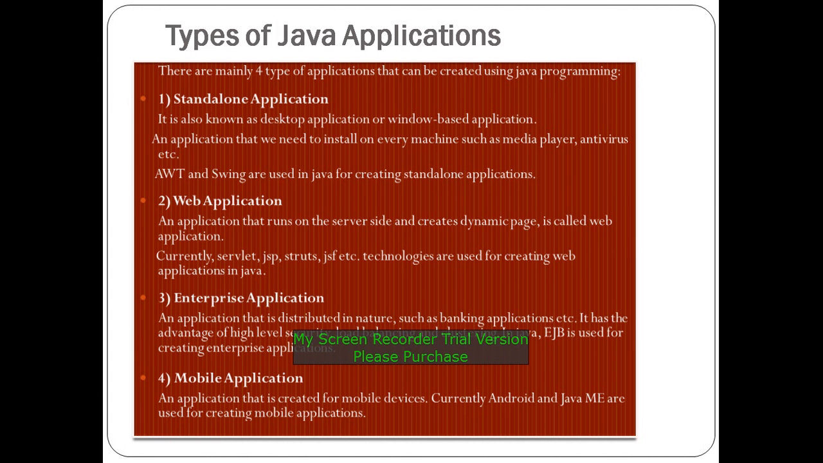So what is a desktop application? A desktop application is nothing but a standalone application. The application which is used for Windows based or only one system based comes under standalone applications. For example, standalone applications are VLC player, Windows WordPad, and Windows Paint. These come under desktop applications.